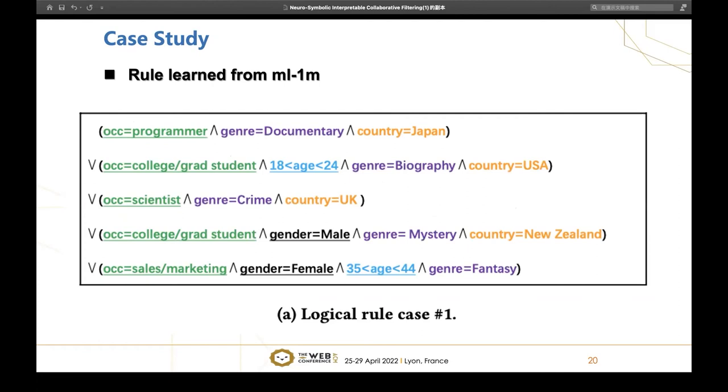Finally, we will show the rules learned from our model. By seeing the rules learned from MovieLens, we can see that if a user is a female college student, she might like a mystery film. And if a user is a college student with the age between 18 and 24, he or she might prefer a biographical film made in USA. According to the interpretable rules, film companies could optimize their production plan and the users could better understand their own preference.